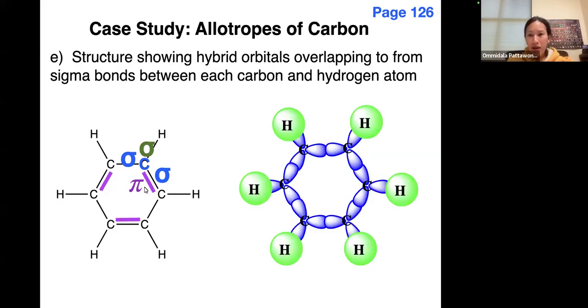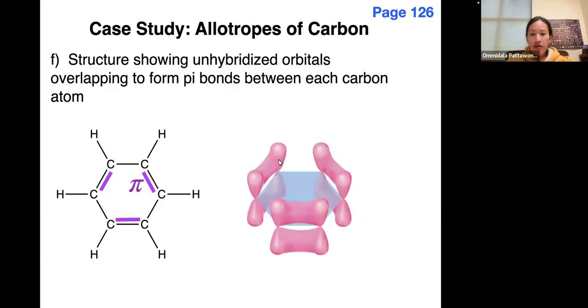Now, what about the pi bond then? For the pi bond, I need to rotate it. So we saw it from one angle, and now we're going to rotate to another angle. If I rotate to another angle, the leftover p orbitals that did not undergo hybridization are going to overlap with another unhybridized p orbital in a side-to-side overlap, forming a pi bond. So this one right here would form a pi bond to that, and that pi bond to that, and that pi bond to that.